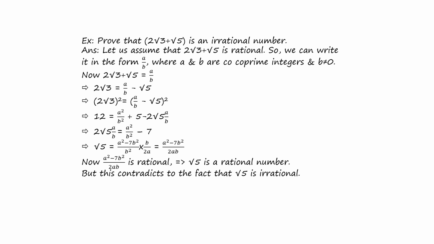This implies root 5 is also a rational number. But this contradicts the fact that root 5 is an irrational number. So our assumption is wrong. Hence 2 root 3 plus root 5 is an irrational number. Hence proved. Friends, here we saw a few questions.